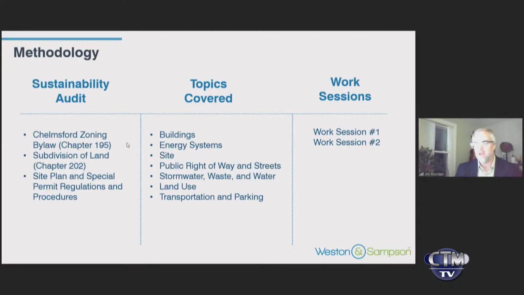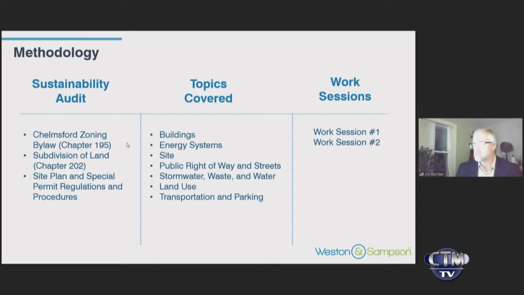Topics covered. I think this is an important aspect of this project. We looked at a variety of areas for how development and redevelopment can become more sustainable. We looked at the building structures themselves, how the structures being built on a redevelopment or development site can become more sustainable and more energy efficient. We looked at energy systems and standards focused around that. The site itself: how do you locate a site or use a site in a way that is more sustainable?